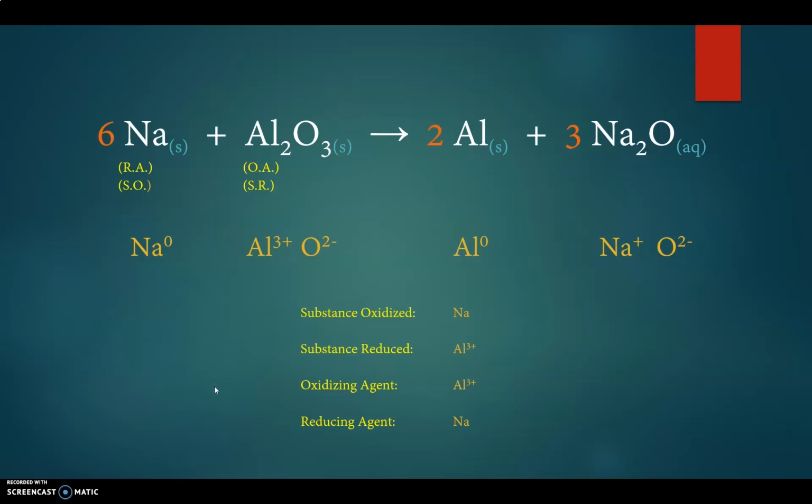There's 2 other labels that we use as well, which are oxidizing agent and reducing agent. So the oxidizing agent is the substance that causes the other material to be oxidized. For example, if sodium was oxidized, then it lost electrons and somebody had to take those electrons, and that somebody was aluminum. It's the one that took the electrons from the sodium. So we call aluminum the oxidizing agent. It was the agent of sodium's oxidation. For aluminum to be reduced, somebody had to give the electrons to the aluminum, and that was sodium. So we refer to sodium as the reducing agent because it caused aluminum to be reduced.